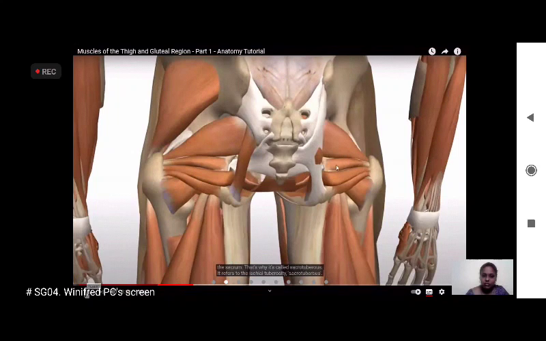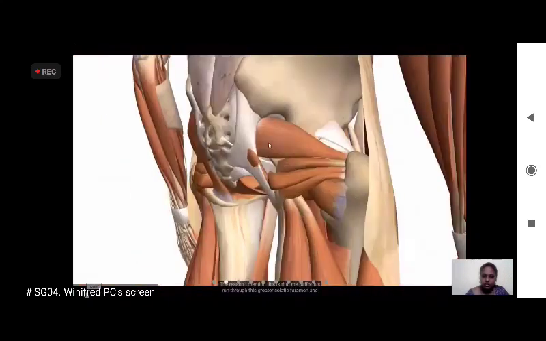So the reason I mentioned this is that the piriformis runs through this greater sciatic foramen, and there are two little gaps above and below the piriformis. Above the piriformis, you've got some vessels and nerves that pass through, and below the piriformis, you've got vessels and nerves that pass through. Importantly, below the piriformis, you get the sciatic nerve, and above, you get the superior gluteal nerve and vessels.